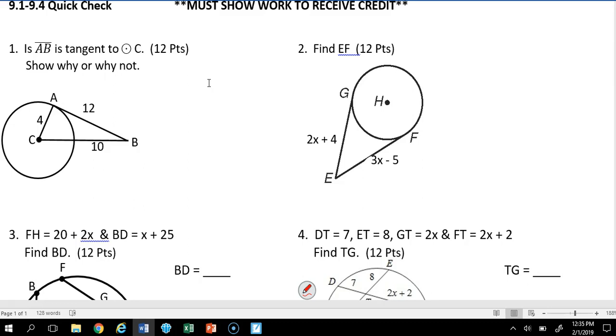So the first thing that I have to know is that this is a radius, and we think that this is a tangent. And if it is a tangent, then those two things form a right angle. So the question is really here, does that form a right angle? So when we look at this problem, we're going to use Pythagorean's theorem to determine if that's true.